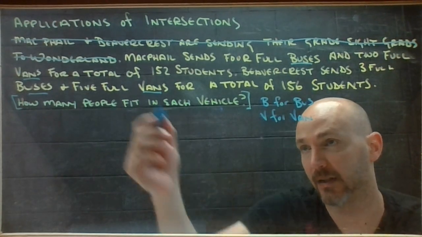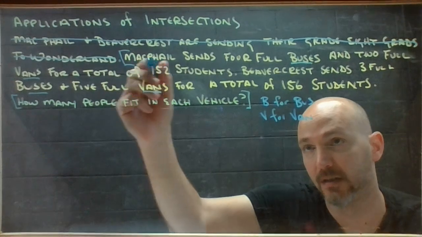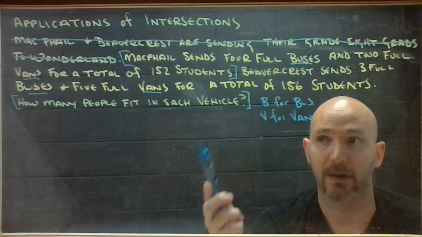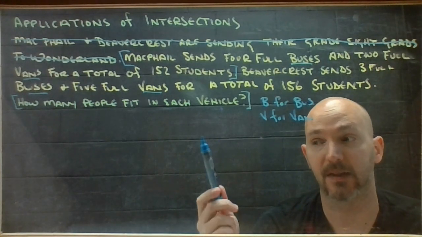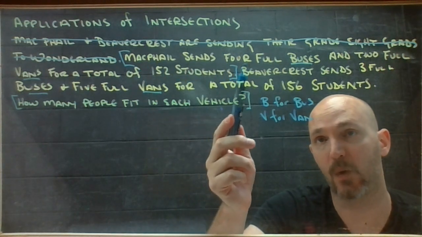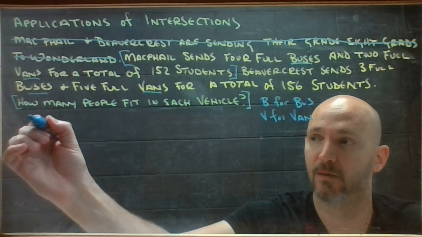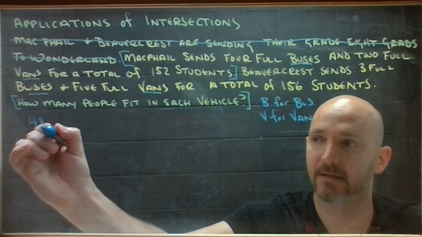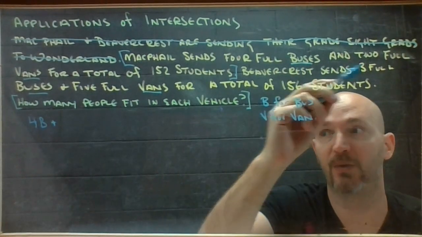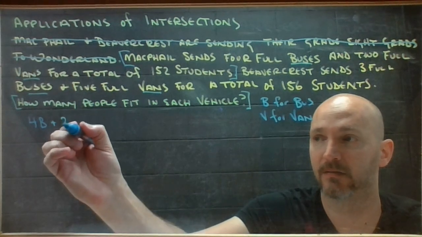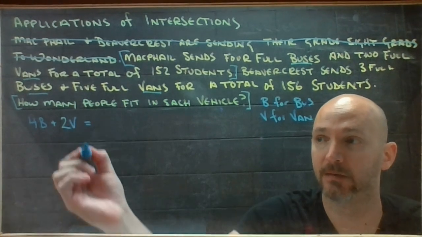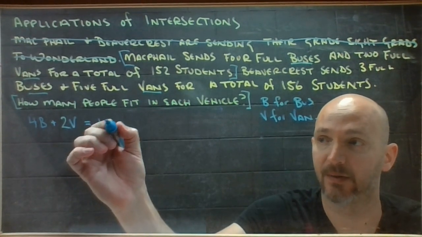Okay. Now I've got a sentence here. Blah, blah, blah, blah, blah, blah, blah, period. We're going to try and convert that sentence into an equation. So McPhail sends 4 full buses, 4 buses, and 2 full vans, for a total of 152 students.